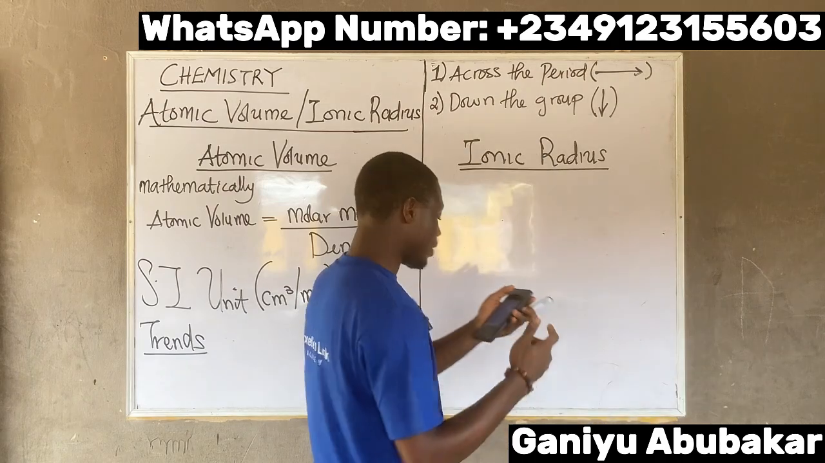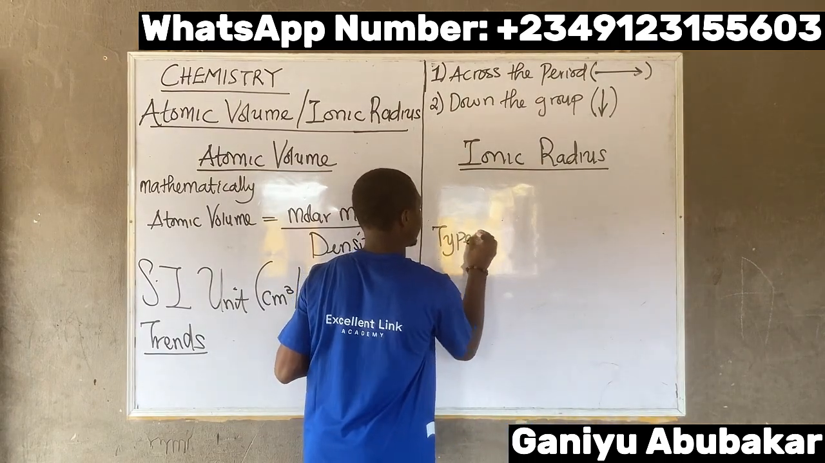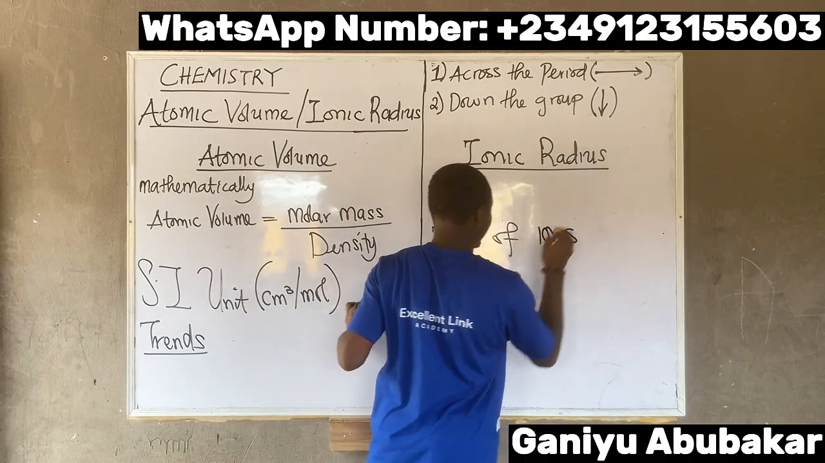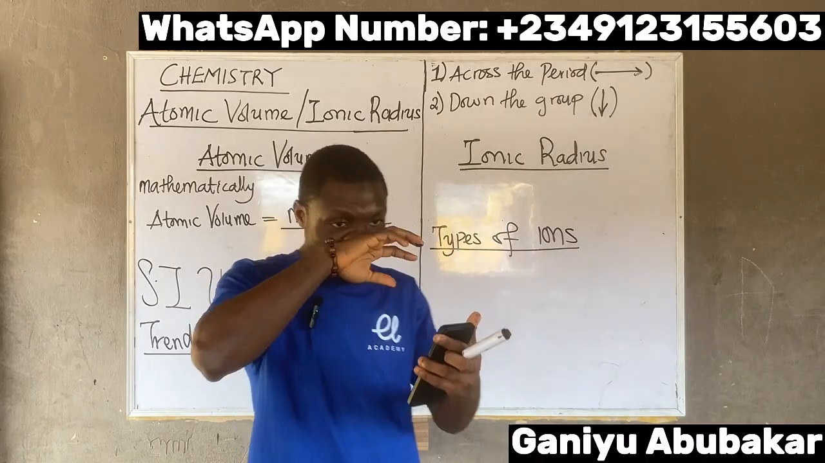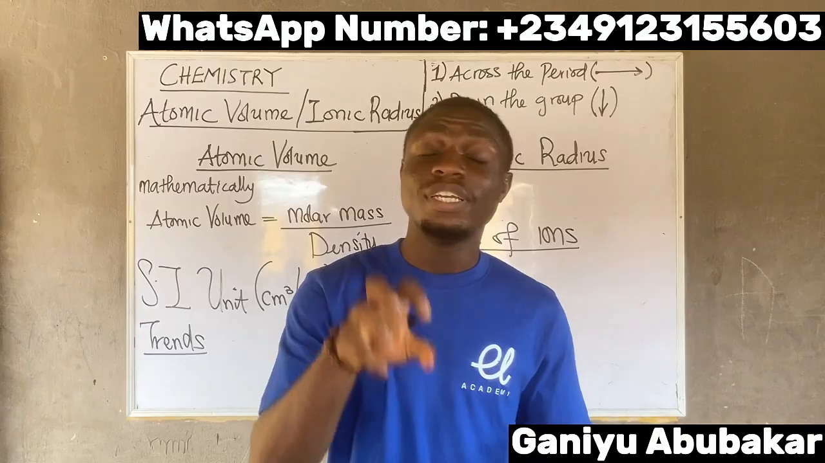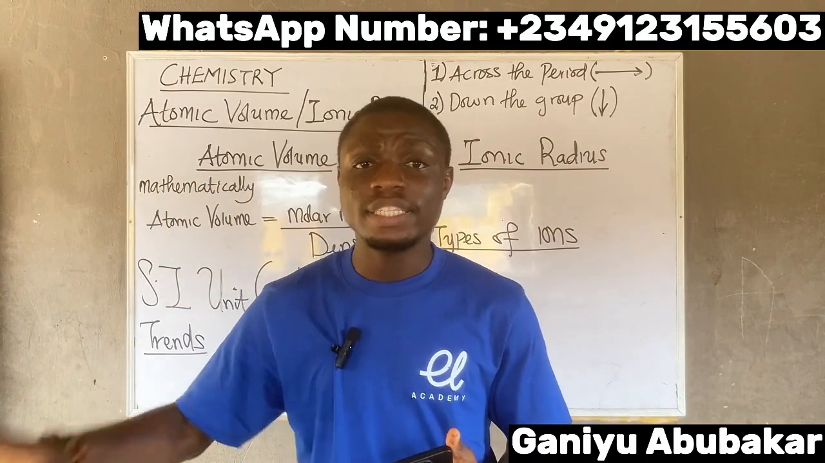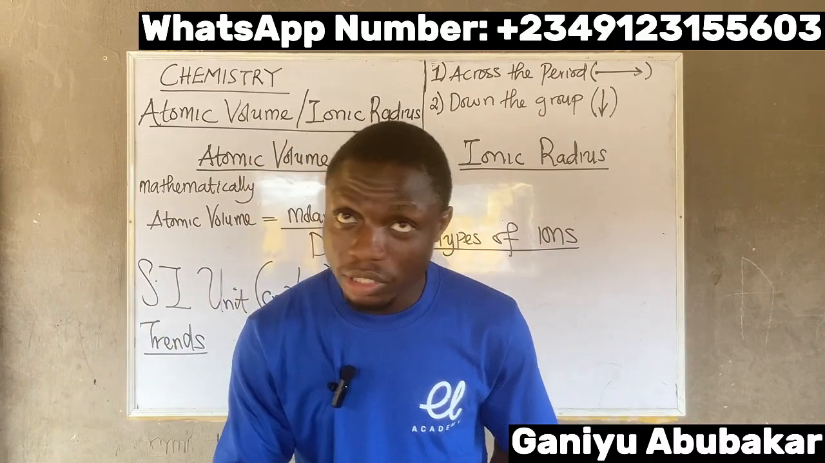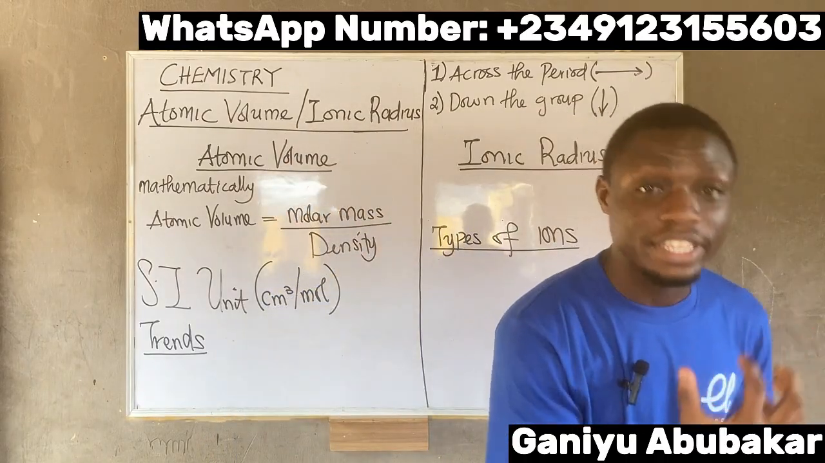So let's look at types of ion. I said ion could be either positive charge or negative charge. And if it's negative, it means it is losing, no, gaining electron. If it's positive, it is of course losing electron.